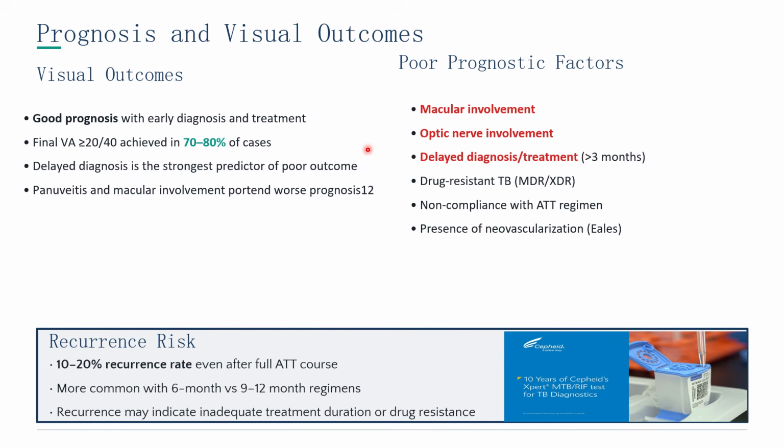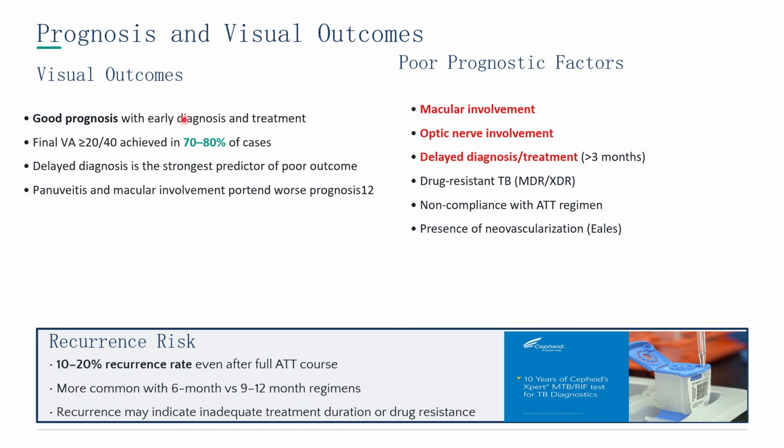Now, as far as the prognosis, the visual outcomes and the future prospects, the good thing is that we could achieve a 70 to 80% success rate if the case is picked early and treated early, and any delay in the treatment of this patient, especially if more than 3 months, will carry bad prognostic signs. Other bad prognostic signs are the presence of macular edema or optic nerve involvement, or if the patient develops multidrug resistance or XDR resistance, as we explained before, to the anti-tubercular treatment, and also the presence of new vascularization with severe ischemia or retinal detachment. All these are bad prognostic signs.